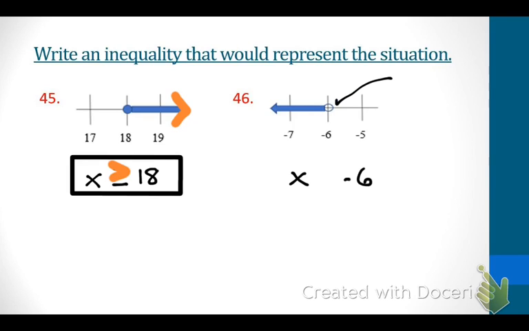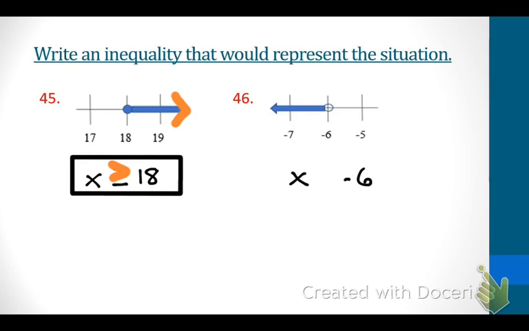No, right here, because that's an open circle, it cannot equal negative 6. So now you just got to figure out, is it less than or is it greater than? So look at this number. Is that number less than negative 6 or is that number greater than negative 6? Negative 7 is actually smaller.